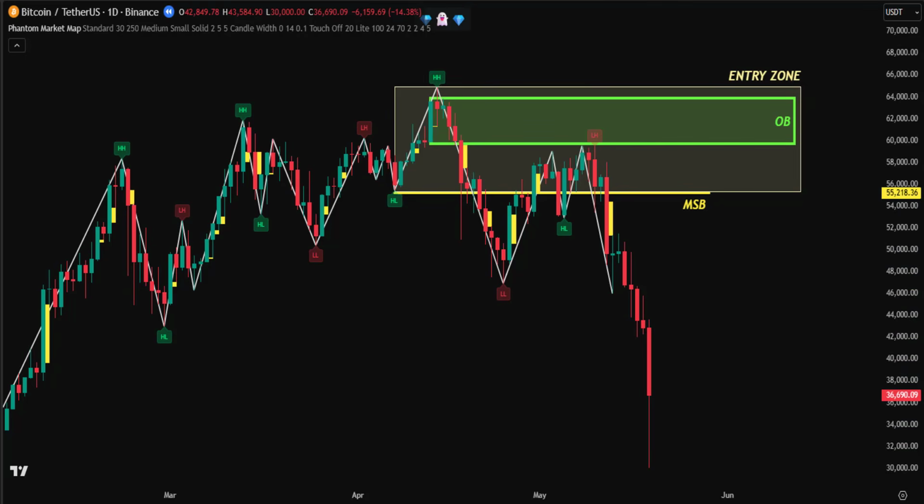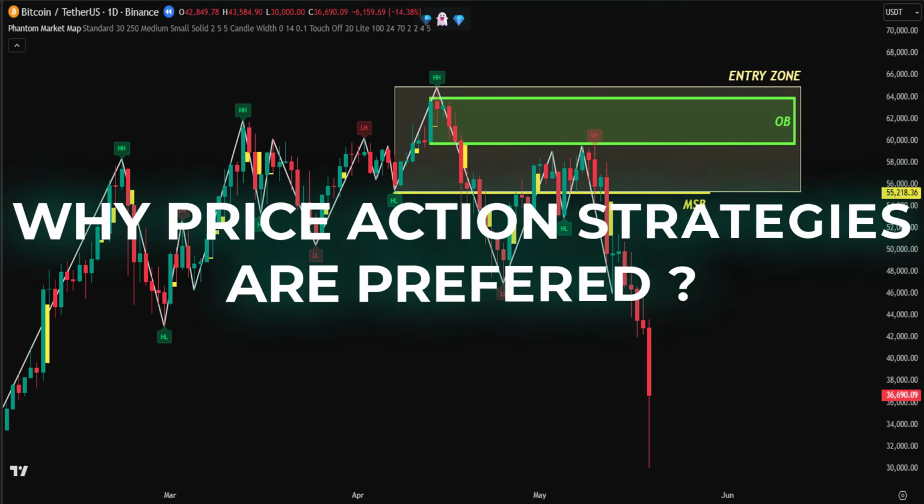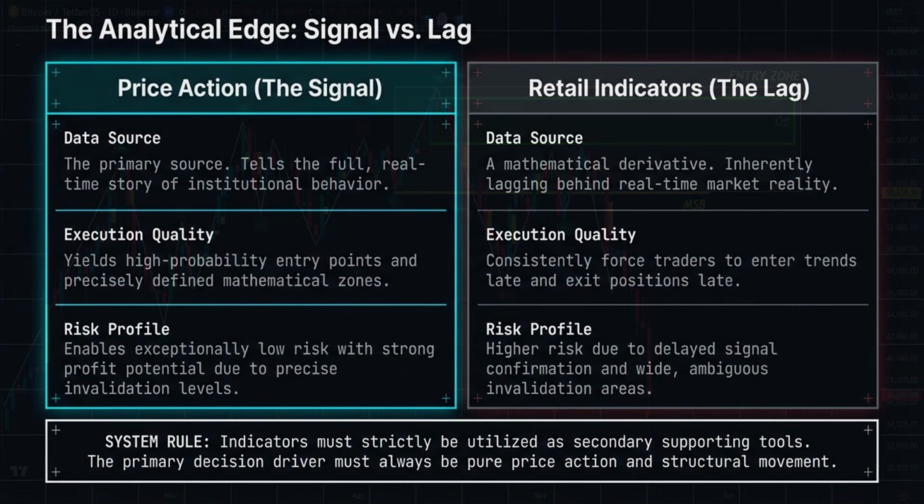Now, our question for today is, why do most professionals prefer trading with price action instead of depending on indicators? First, price itself tells the full story. Second, price helps us find excellent zones and high-quality entry points with strong profit potential and very low risk. Third, indicators are lagging. Most of them make you enter trades late, and they also make you exit late. Indicators can be used only as supporting tools when making decisions, but the actual decision itself, or at least most of it, should be based on price action and the way price moves in the market.